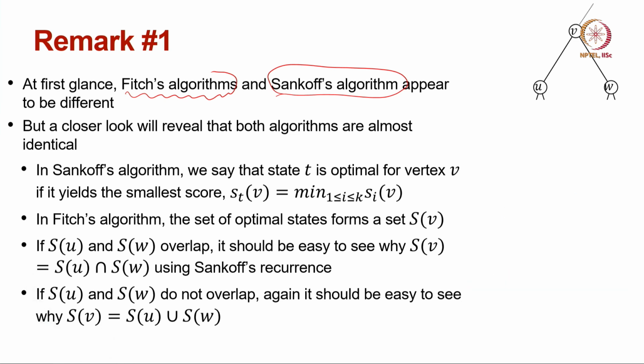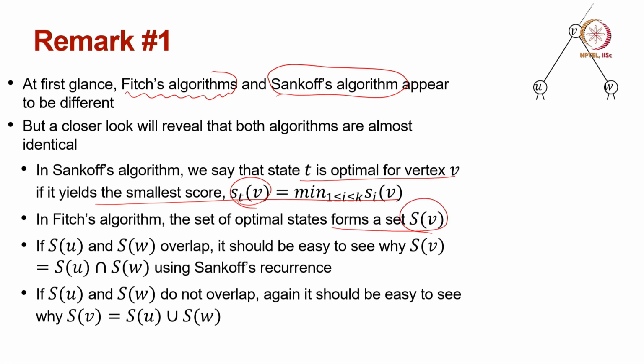In Sankoff's algorithm, we say that the state T is optimal for vertex V if it yields the smallest score among all possible values. In Fitch's algorithm, we are only keeping track of the optimal states, that is what forms the set capital S_V.